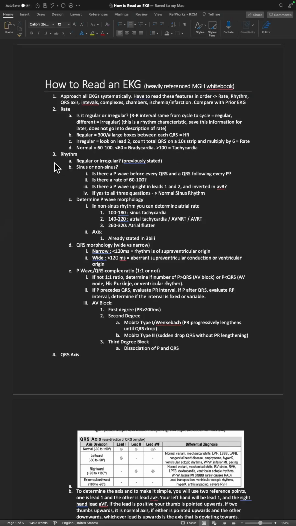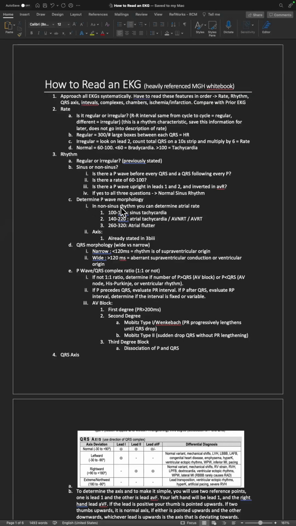Okay, next thing, rhythm. Is it regular or irregular? And is it sinus or non-sinus? So what is the definition of a sinus rhythm? There has to be a P wave before every QRS and a QRS following every P. Is the rate between 60 and 100? And is the P wave upright in leads 1 and 2 and inverted in AVR? If yes to all three questions, this is normal sinus rhythm. If not, it's non-sinus rhythm.